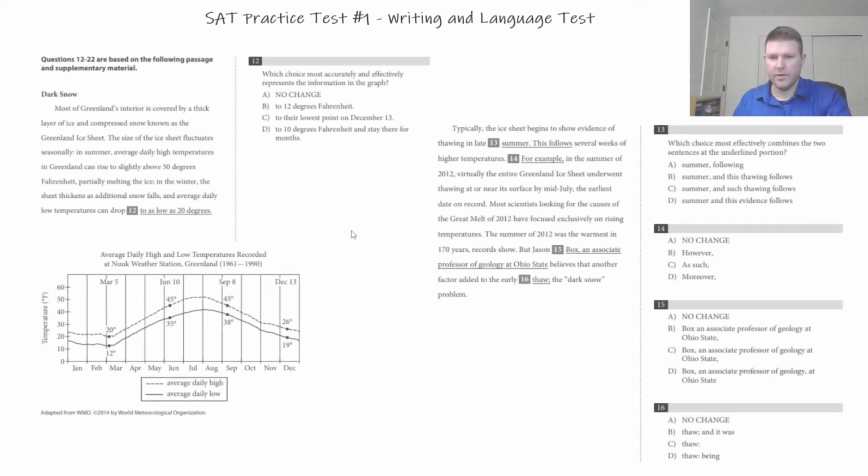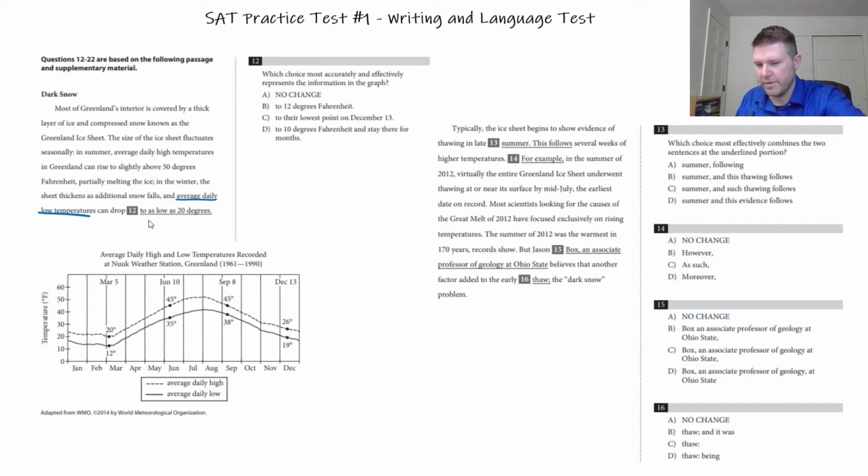So there you go. So 12 is the first question that asks you to correctly interpret some data here in this graph. So you're just picking the one that represents this accurately, okay? Now if you go here, it's saying the average daily low temperatures. That's really important because if you look at the key here, average daily low is the solid line, and this is measured in degrees Fahrenheit. So let's just sort of test each one of these. Can drop to as low as 20 degrees. So on the low solid line here, it actually gets all the way down to 12. So as low as 20 doesn't work.